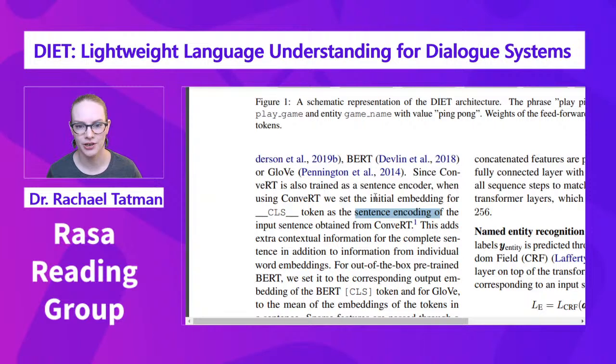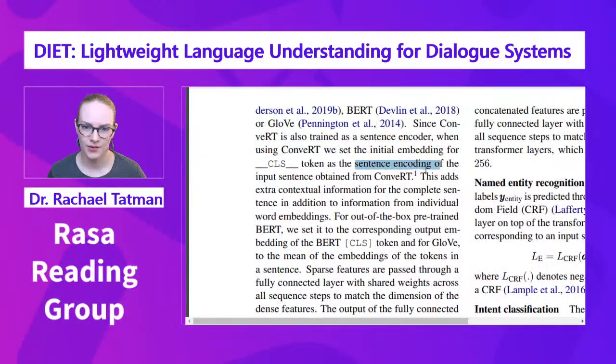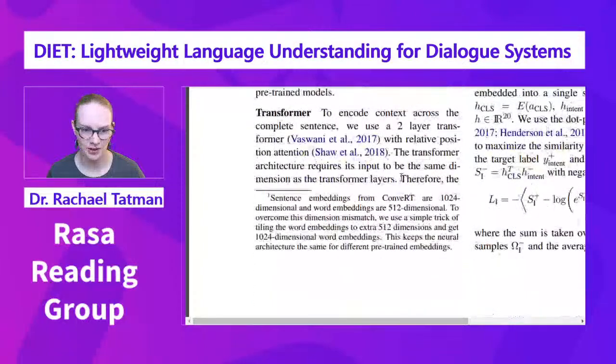I mentioned earlier that these different embeddings are representing a word or a sequence of characters as a vector of numbers, basically. A sentence encoder is doing the exact same thing, except instead of a word, you're using a whole sentence and representing that as a vector of numbers. It doesn't have to be a vector, but usually it's a vector. Of the input sentence obtained from ConveRT.